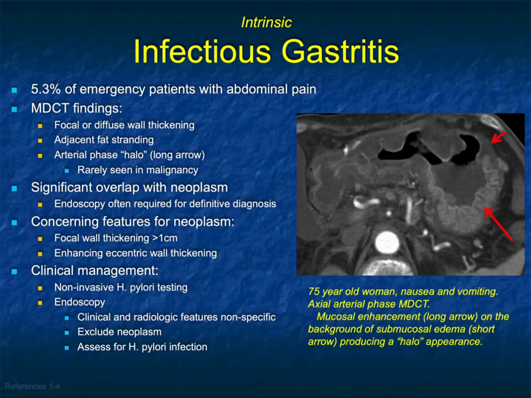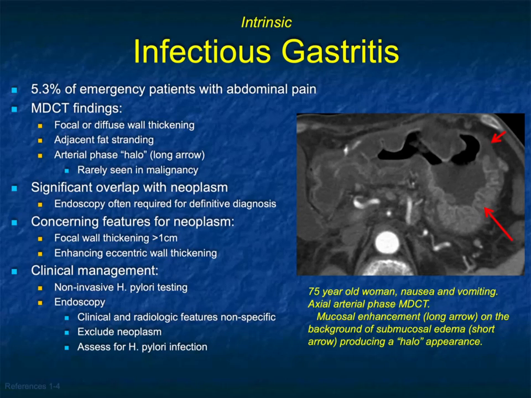Typically wall thickening, adjacent fat stranding. We talk about this halo, but again, I don't think it's as helpful as the few articles that have mentioned it. In a case like this, I'll be describing diffuse gastric wall thickening. Depending on the age of the patient and clinical history, I'll say gastritis, but I will say I cannot exclude underlying malignancy. Endoscopy then will be done invariably to get biopsies.